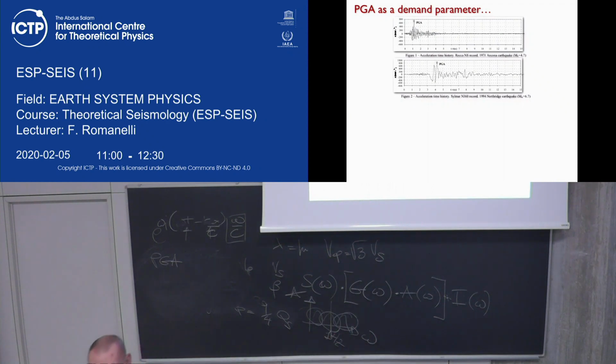Let's give a look at these 2 signals. Don't read the 2 captions. But read the time scale here. Seconds, seconds. Good. Let's read PGA. It seems the same. 0.7, 0.8 g. Which one is worse? Don't look at the caption. Which one is worse? They have the same PGA, so they should be worse in the same fashion, right? With a different plan.